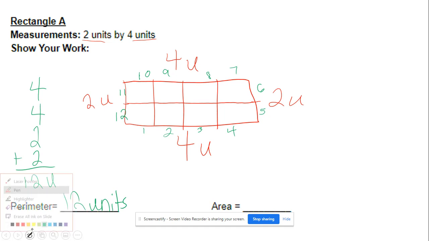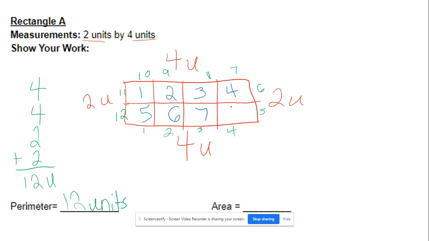Now we need to find the area. So we can find the area by counting the number of units inside. 1, 2, 3, 4, 5, 6, 7, 8. So that's the total number of units inside. Or what we can do is multiply the length times the width. 4 units times 2 units.